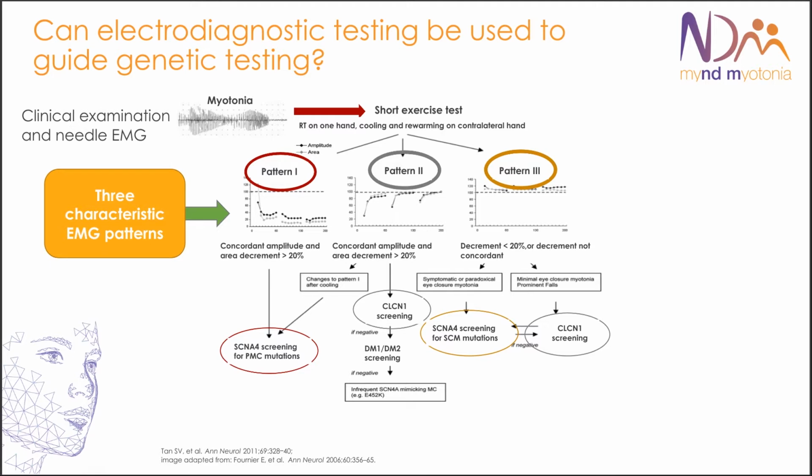If during this test we also have minimal eyelid closure myotonia, but a prominent fall, we should screen for the chloride channel. But of course, if the chloride channel screening is negative, we should look at the other channels, the sodium channel, and vice versa: if the sodium channel mutations are negative, we should look at the chloride channel.